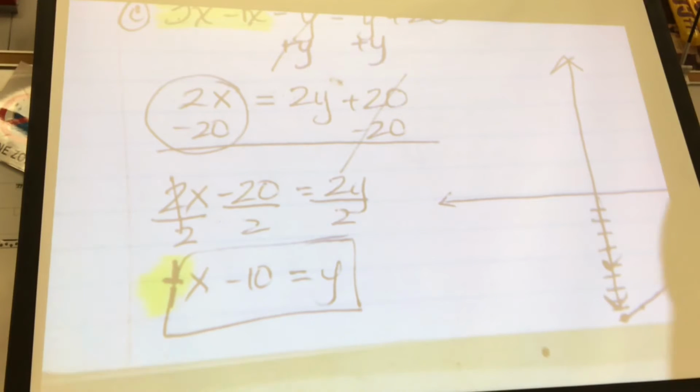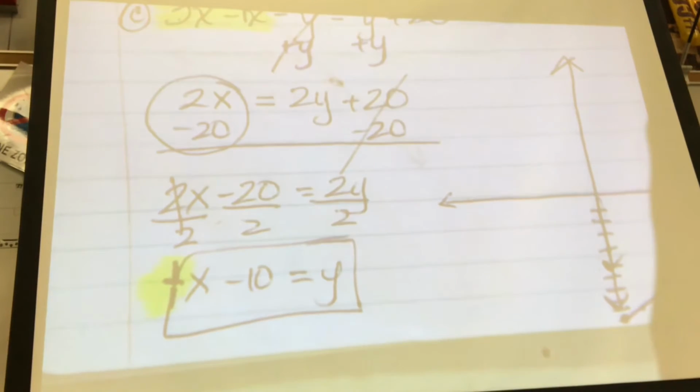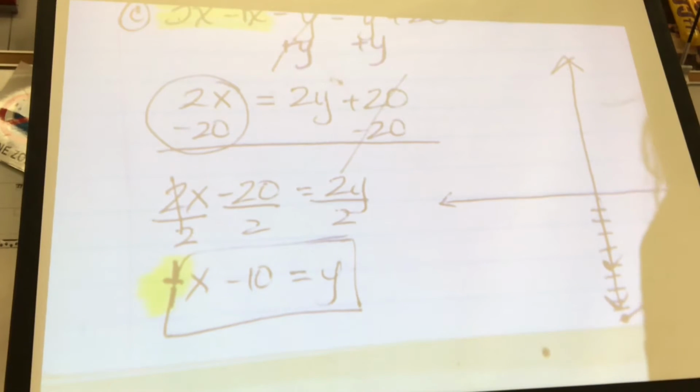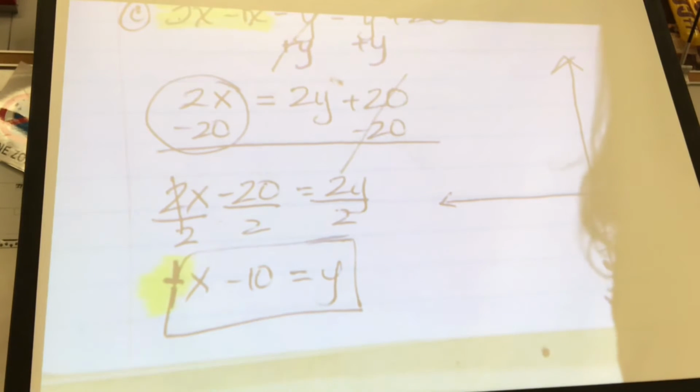On a scale of 1 to 5, 1 is, Miss Riad, I still don't even know how to start these. I get confused. When do you combine? I don't understand. When do you move it to the other side? A 5 is, Miss Riad, I can pretty much combine like terms. I know when to divide, when to add, when to subtract. I know that graphing starts at the y-intercept, and then I know how to use my slope. Where are you from 1 to 5?